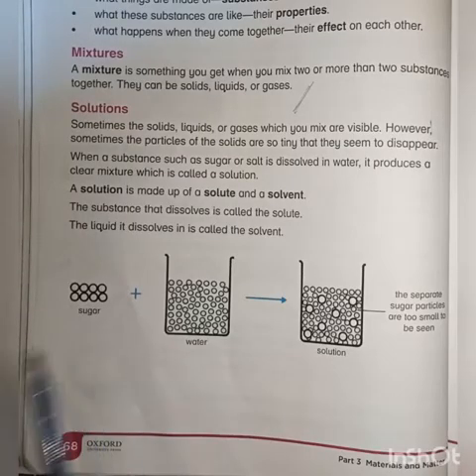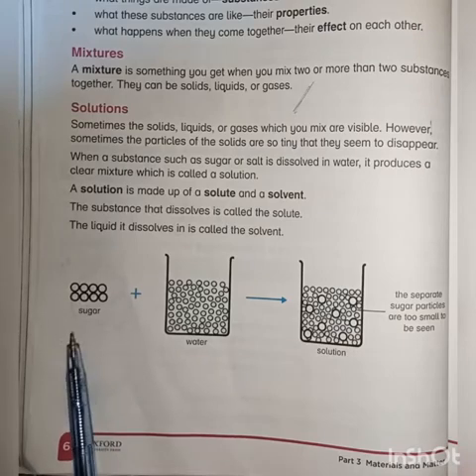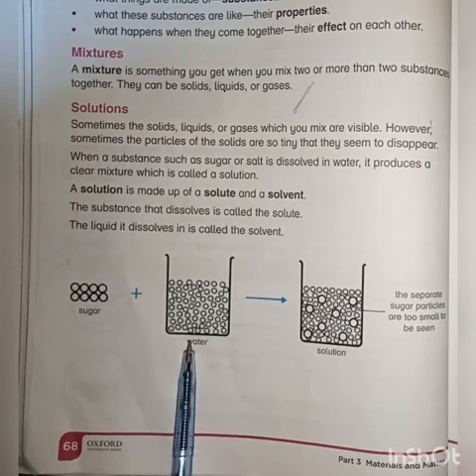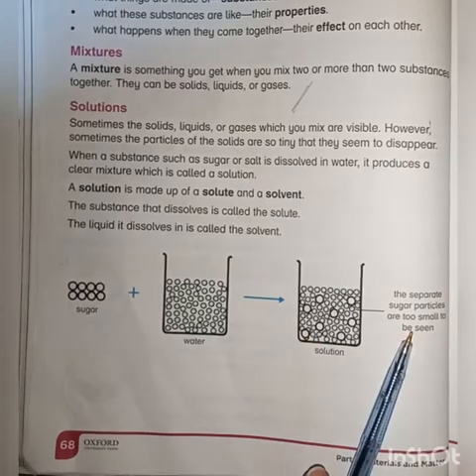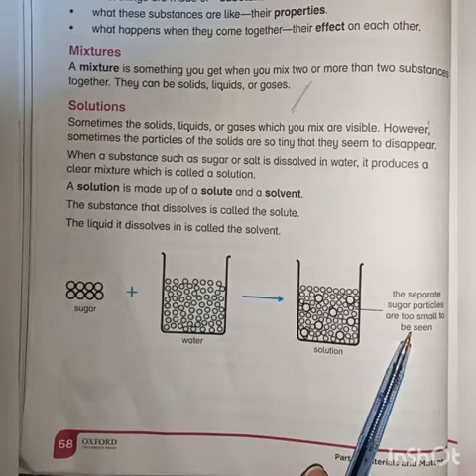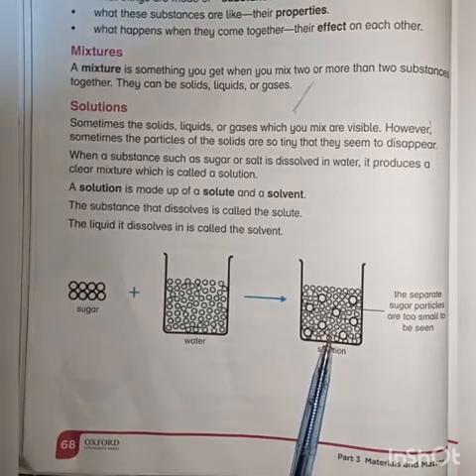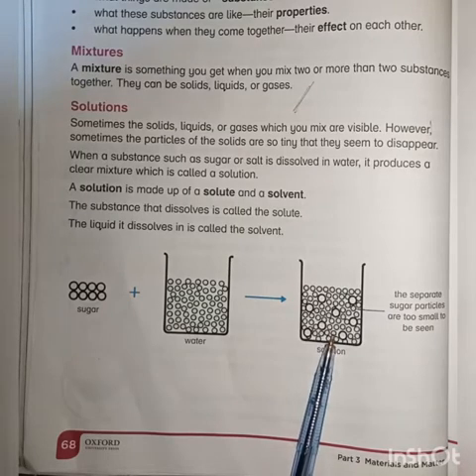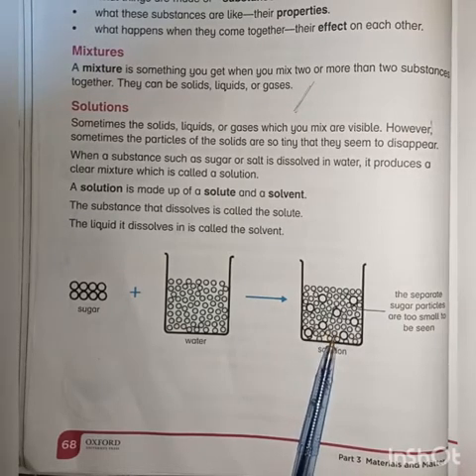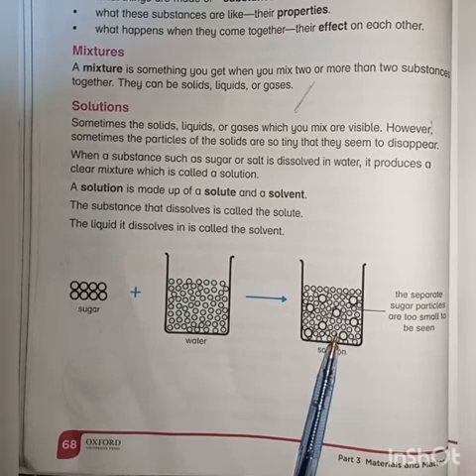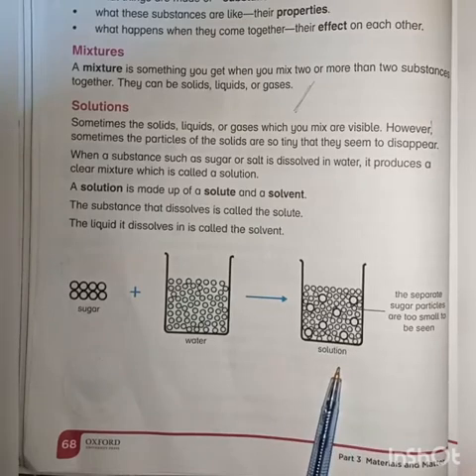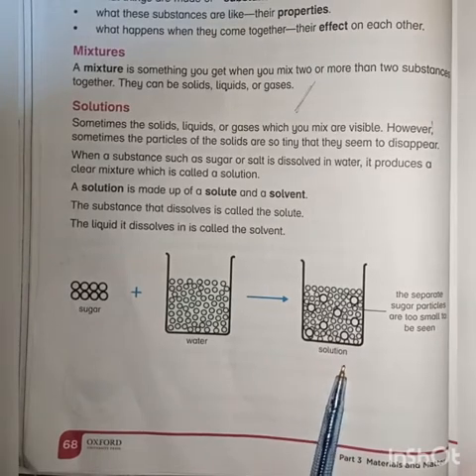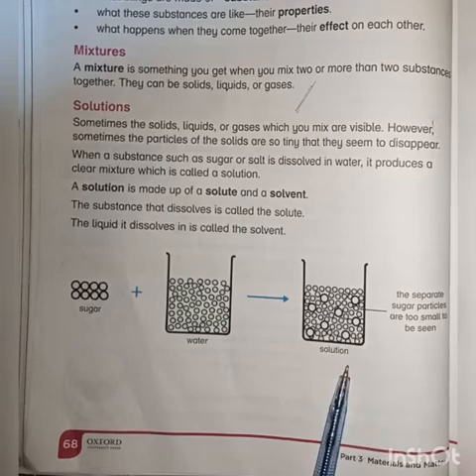Look at this diagram. Sugar is solid, and when we dissolve sugar in water, it forms a clear solution. The separate sugar particles are too small to be seen. When we dissolve sugar in water, it forms a clear or homogeneous solution. It means we cannot find out whether there is sugar in the water or not without tasting. It is the solution of sugar and water. Sugar is solute and water is solvent.